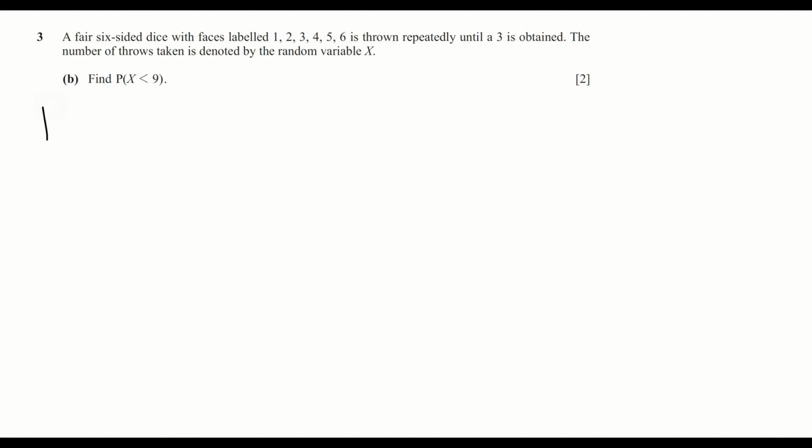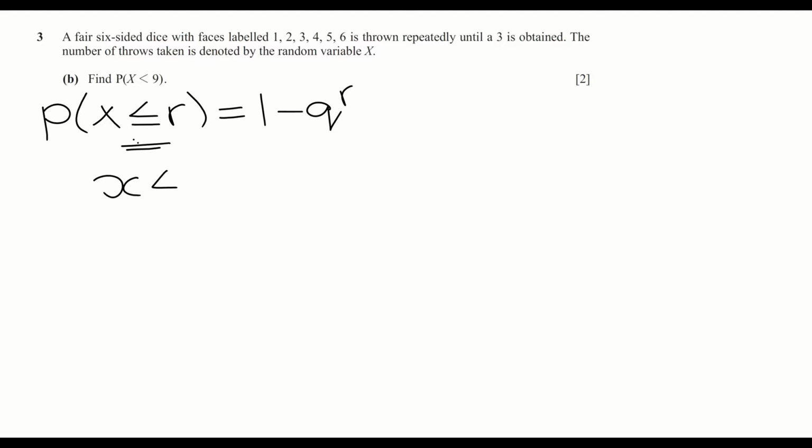When we're working with this, we can use the formula probability that x is smaller than or equal to r is equal to 1 minus q with an exponent of r. Make sure to learn this formula. It is not in your formula sheet. Please just be careful. We're using smaller than or equal to r. So if x is smaller than 9, then x has to be smaller than or equal to 8. So our r value is 8.